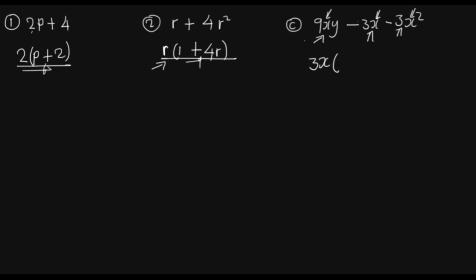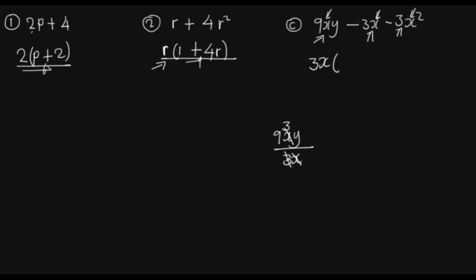Now you open the bracket. So we are going to divide. So we have 9xy over 3x. So you can see that we can cancel this and we cancel this. Then we can divide 3 into 3 is 1, 3 into 9 is 3. So on top we just have 3y.